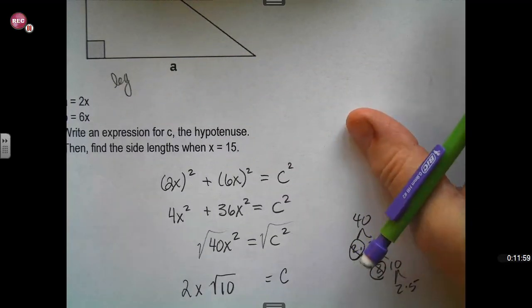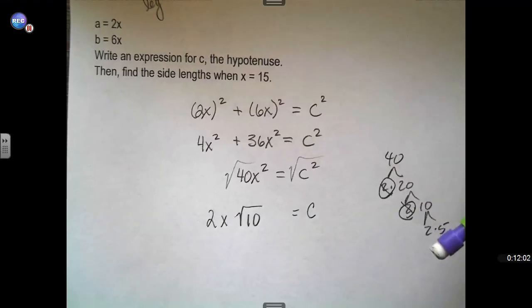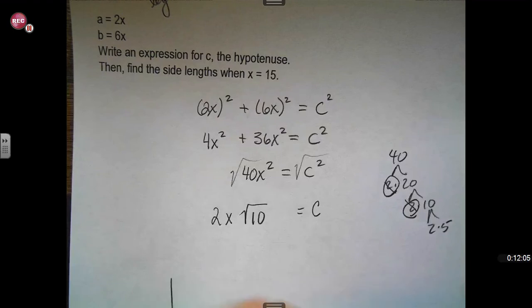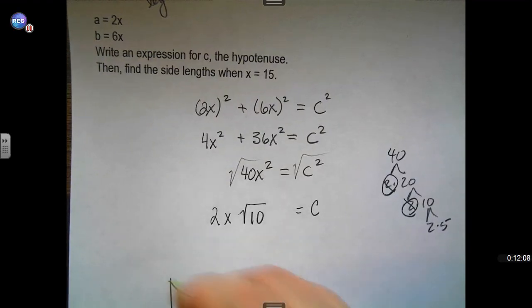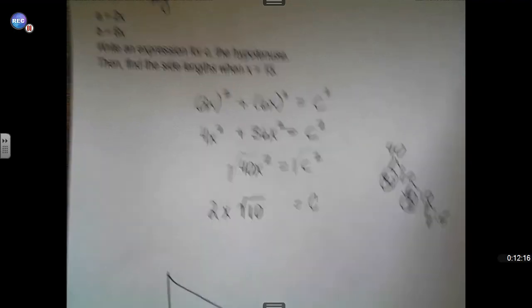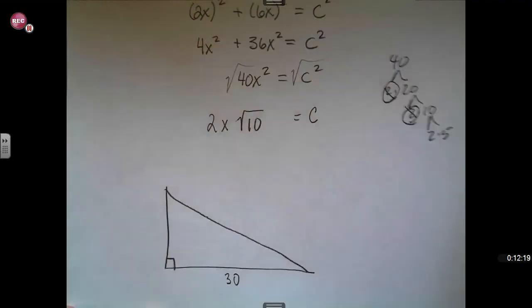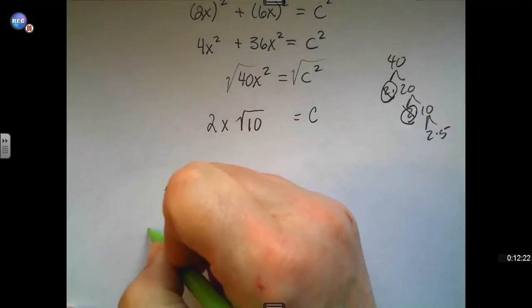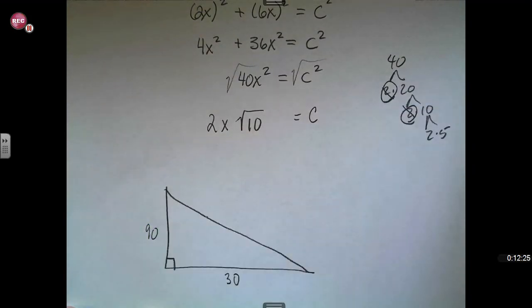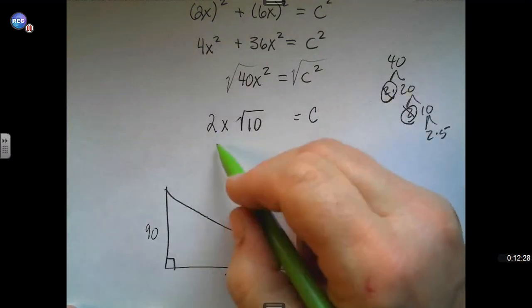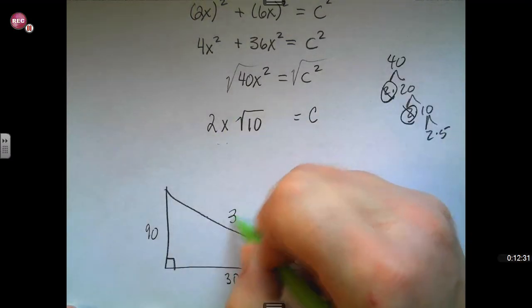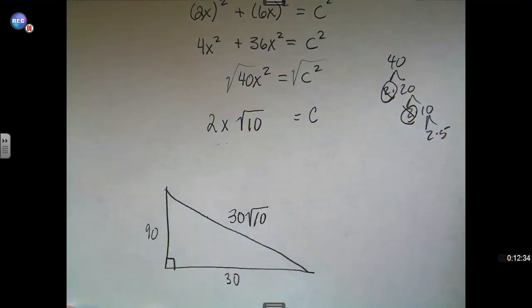Then it said find the side lengths when x is 15. So if x is 15, then A would be 2 times 15, or 30. B would be 6 times 15, or 90. And C would be 2 times 15 is 30, square root 10. And that's in simple radical form, and that's all there is to that.